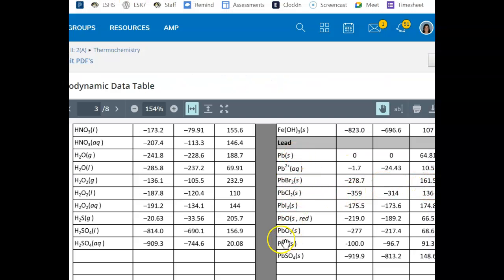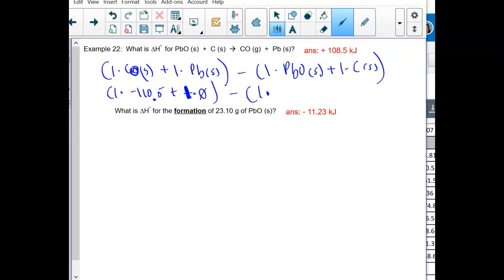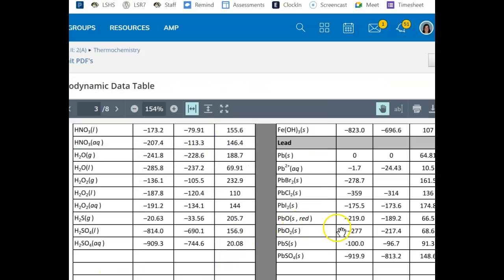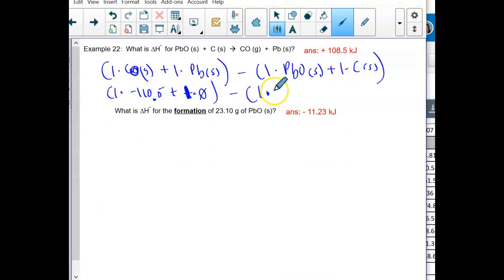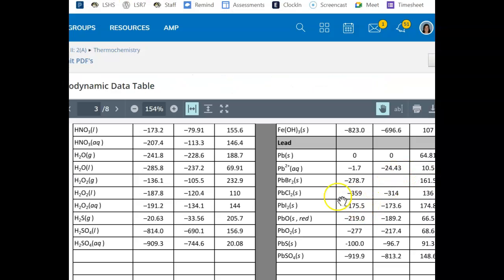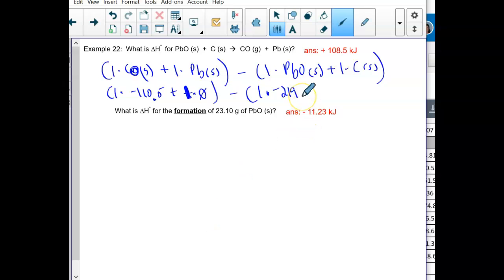So PbO2 solid, I believe it was, yeah, PbO2 solid is negative 277. That's not PbO solid, so let me go back. PbO solid would be a negative 219. Okay, negative 219. So 1 times negative 219, was that 219? 219.0, yeah. So minus negative 219.0 plus carbon in its standard state would be 0, because carbon on the periodic table is a solid. Okay, so then you're going to go ahead and do that math.